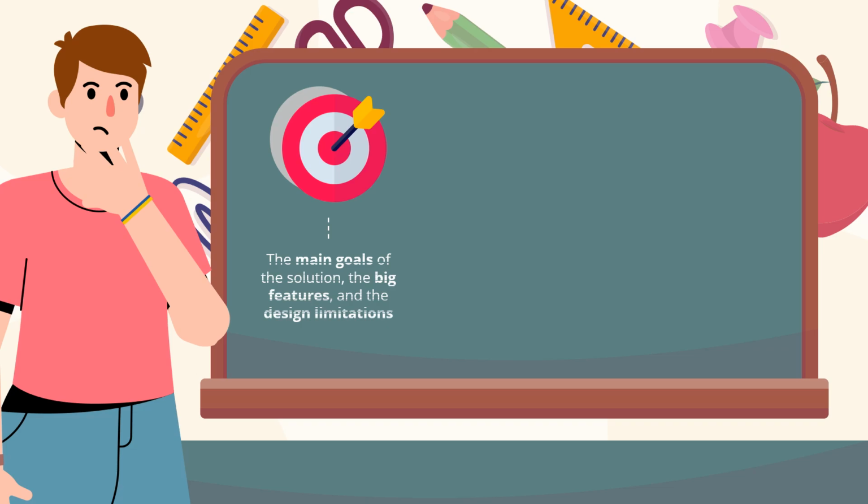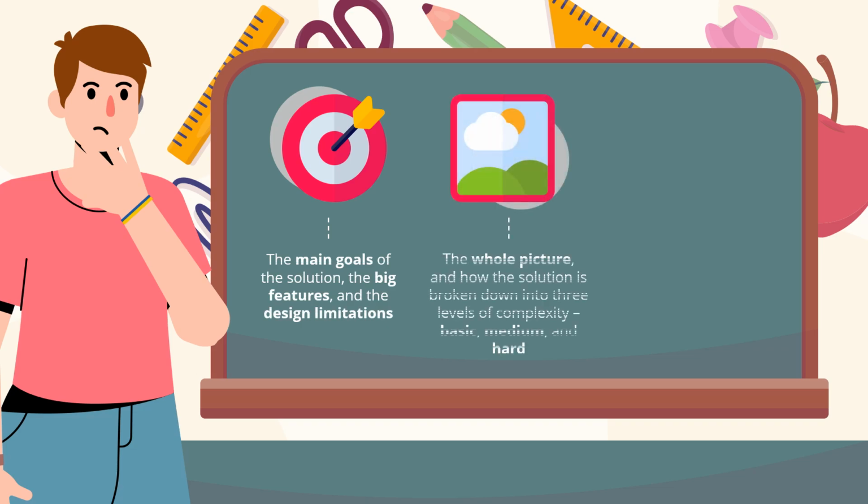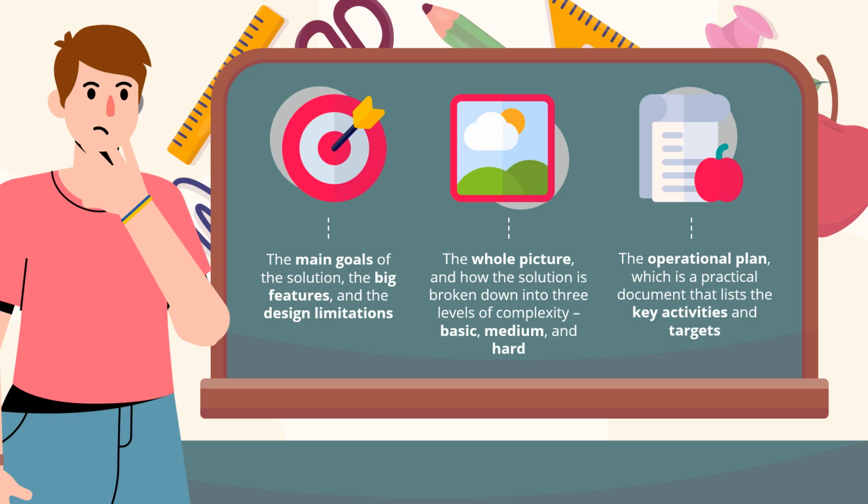We'll show you the main goals of the solution, the big features, and the design limitations. The whole picture, and how the solution is broken down into 3 levels of complexity: basic, medium, and hard. And lastly, the operational plan, which is a practical document that lists the key activities and targets. Lots to cover, so let's get started.